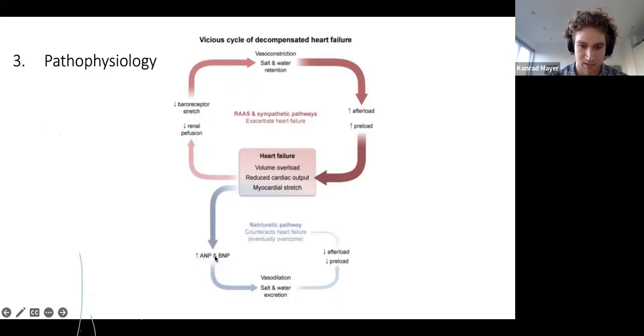It releases ANP and BNP. ANP and BNP are basically the opposite of aldosterone. Instead of saltwater retention, which aldosterone does, BNP and ANP do saltwater excretion. This decreases preload. So usually these systems are in balance. The lines would be equally thick. But in heart failure, this is not strong enough to counter the other. So when this outweighs the bottom, we have heart failure.